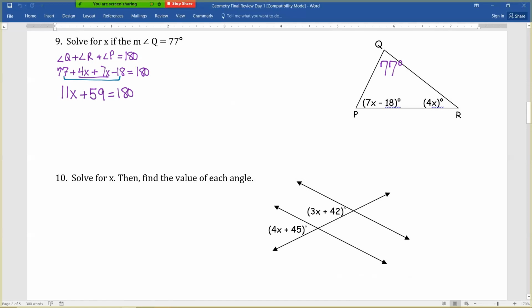If we're trying to get x by itself, we've got to get rid of that 59 first. Subtract 59 from both sides. When I subtract 180 minus 59, I get 121. And the last step to get x by itself, x is currently being multiplied by 11. So to get rid of the 11, I'm going to divide by 11 to get an answer of x equals 11. So 121 divided by 11 is 11.